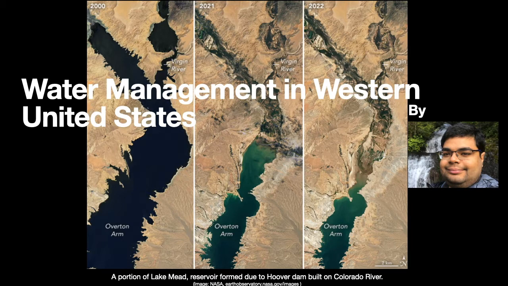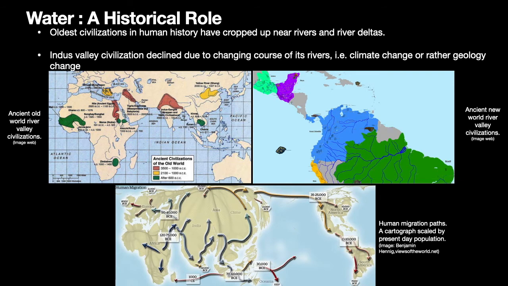So let's get started. I'm sure all of you might be aware about how important a role water has played in human life as well as in the lives of animals and other creatures, and also a role in the evolution of living things. So on the bottommost part of the slide, you can see some sort of a cartograph which depicts how humans migrated out of Africa.